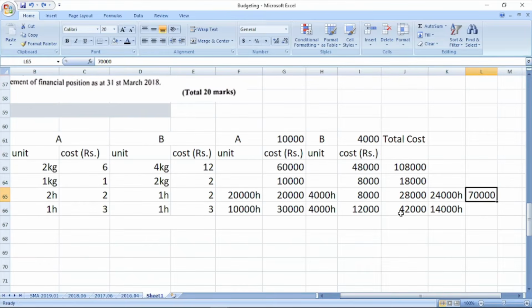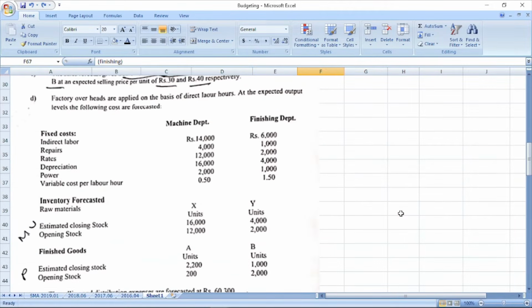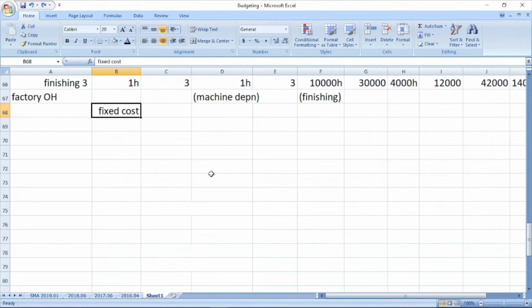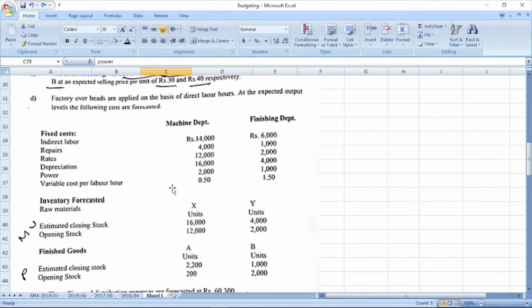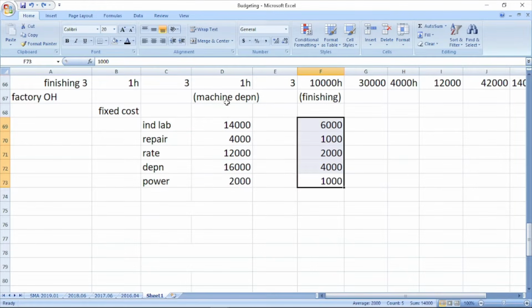Next, we can get the factory overhead. Factory overhead, they mention here, first indirect labor, variable cost. We can copy that: indirect labor, power, 14,000 and 2,000 in the machine department, and in finishing it is 6,000 and 1,000. Now we can calculate the amounts. The total in machine department is 48,000, and in finishing department it is 40,000.